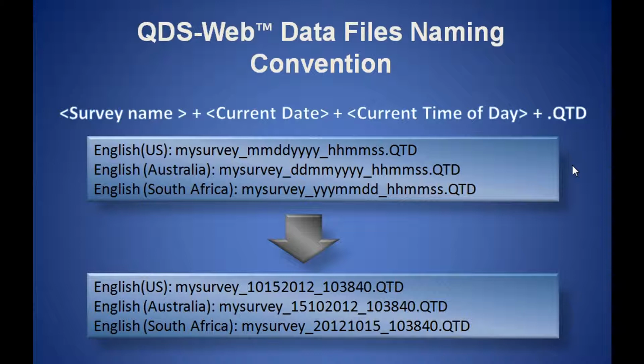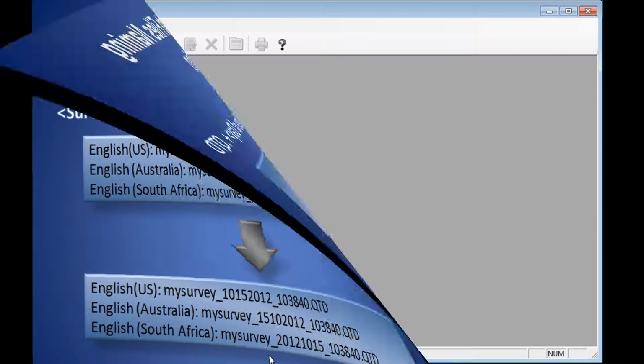For example, the file name convention would be as follows for the three locales in the US, Australia, and South Africa. For interviews named My Survey that were imported into the Warehouse Manager on October the 15th, 2012 at 10:38:40, these would be the resulting names.